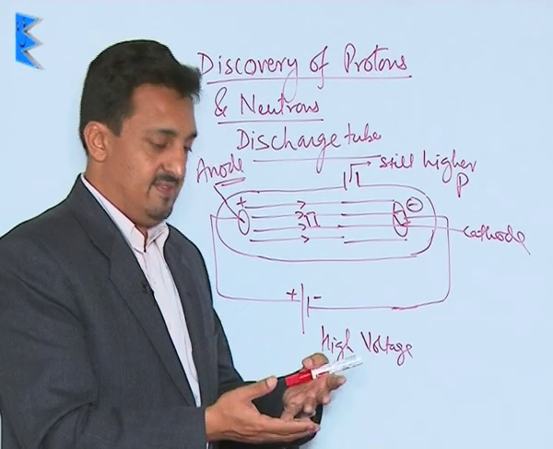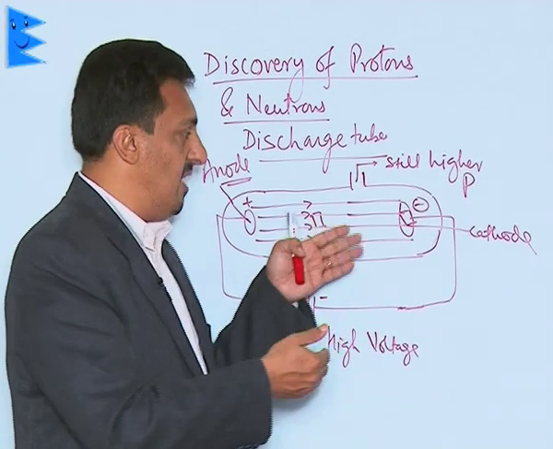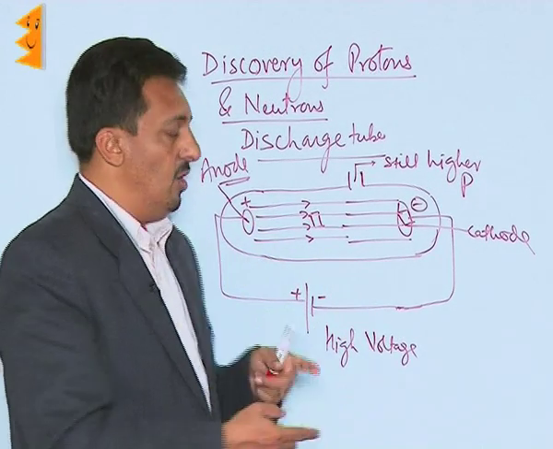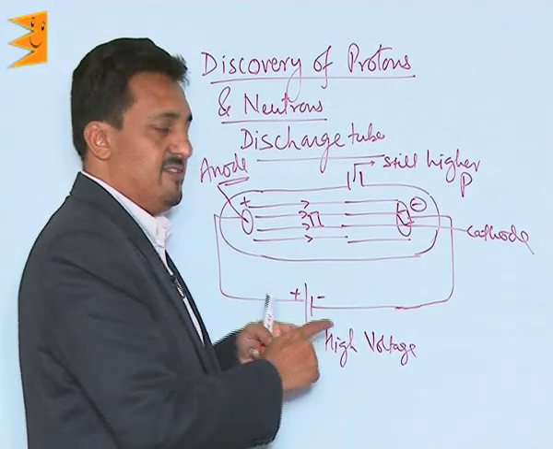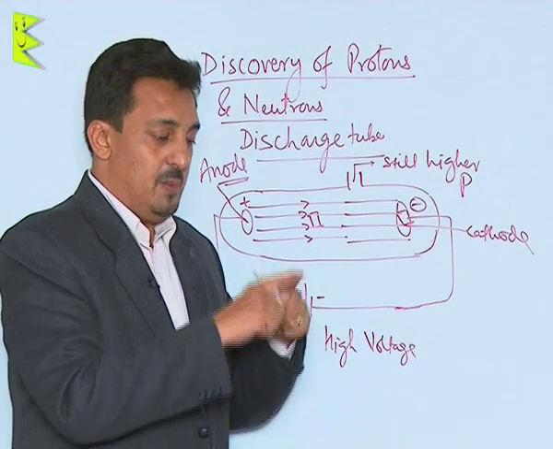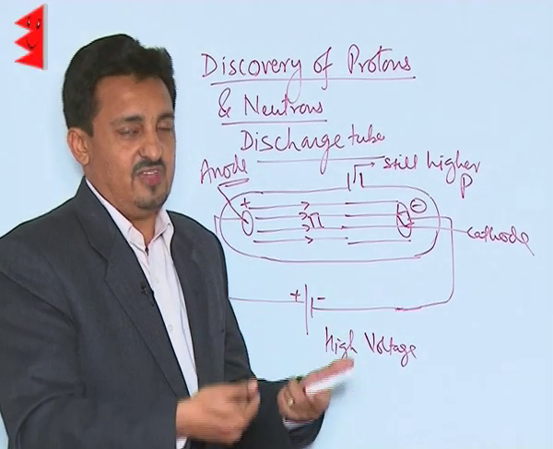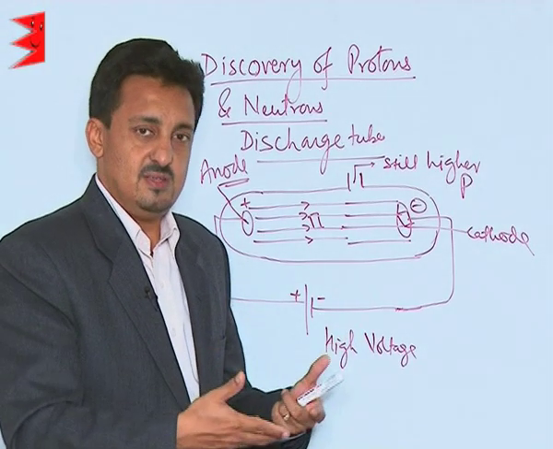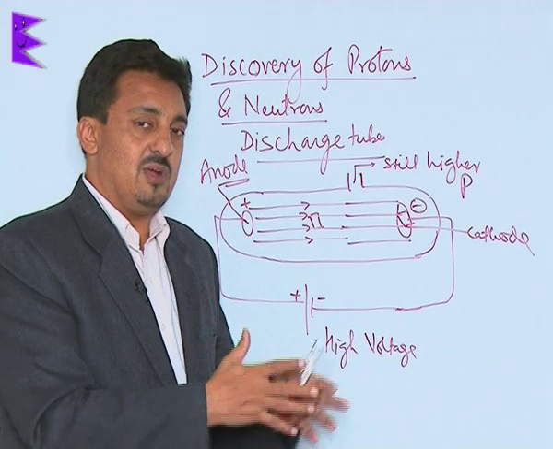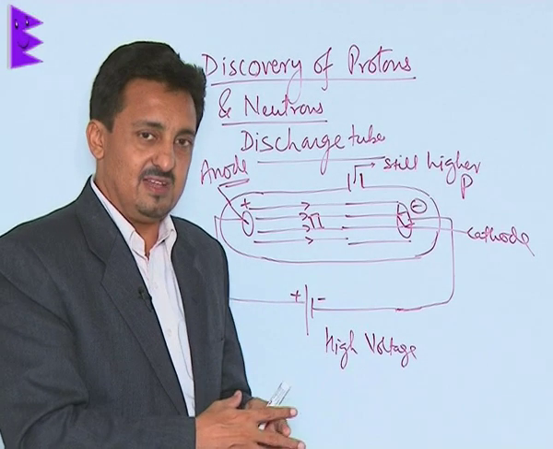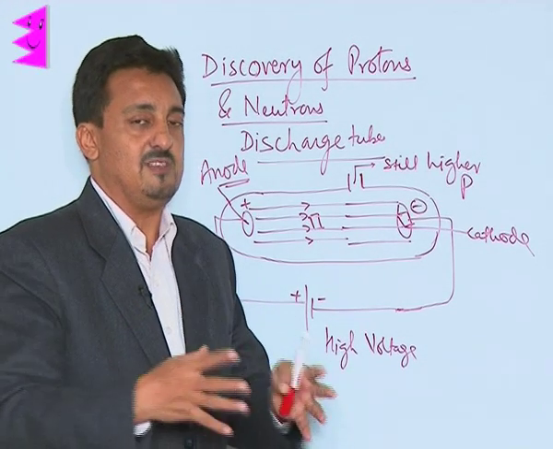Now these anode rays, when the gas of the discharge tube was changed, or the glass with which this discharge tube is made was changed, the color of the anode rays also changed, which shows that though the constituents of the anode rays are fundamental particles, they differ from one substance to the other.